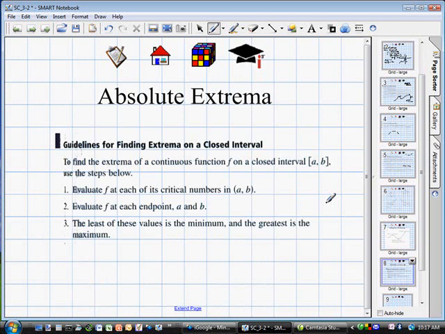Okay, so how do you find absolute extrema? Well, first of all, let's go back. How do you find relative extrema? Actually, I'll give you a hint. I taught you how to do it yesterday, mostly. What did we learn? How do you find out when something has reached either a high or a low? Review.